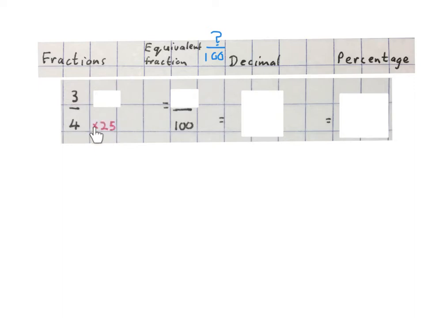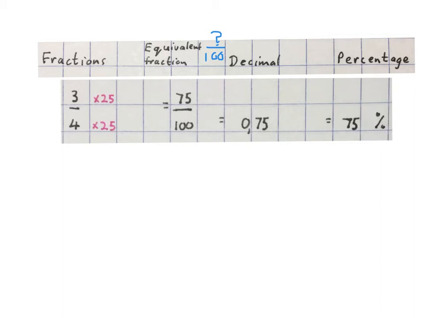To get from quarters to hundredths, you times by 25. What you do at the bottom, you do at the top. 3 times 25 is 75 over 100, which is the same as 3/4. As a decimal, it will become 0.75, and as a percentage, 75%.